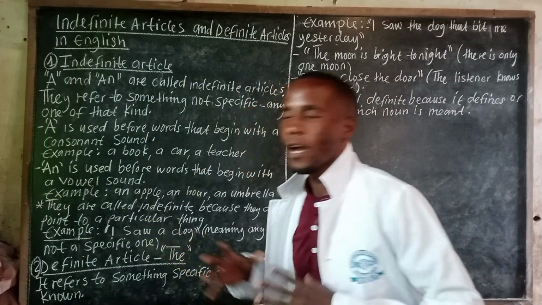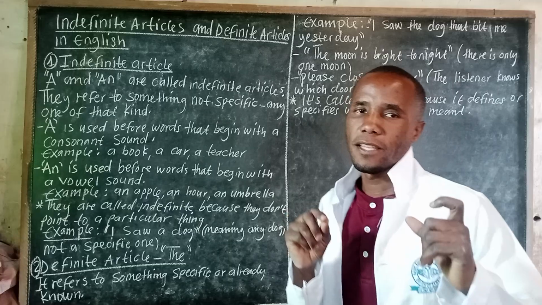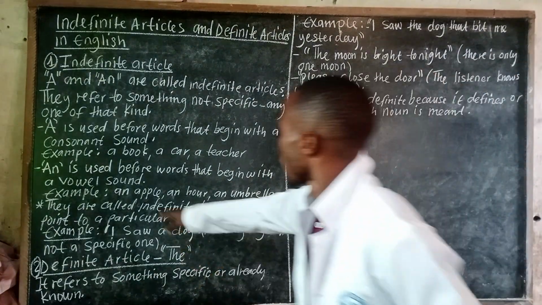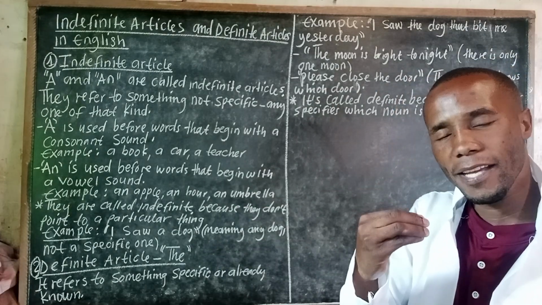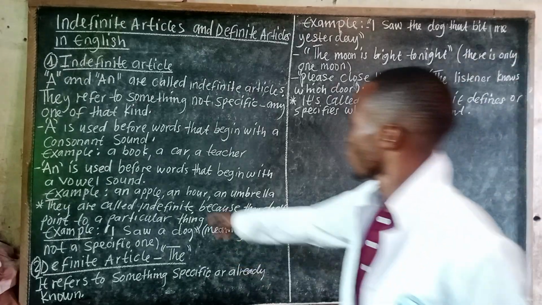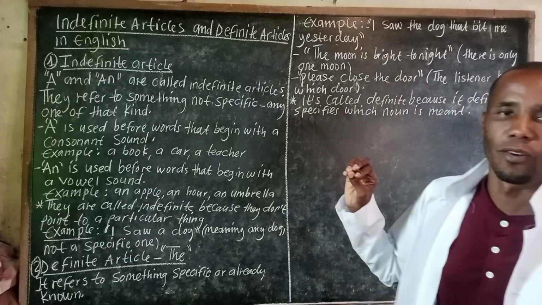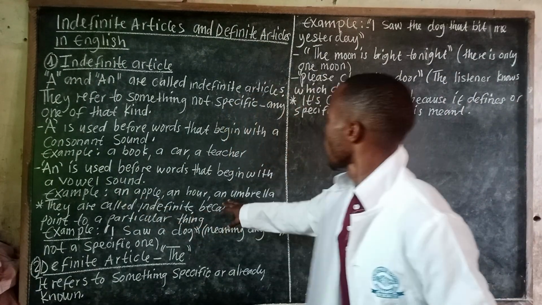For example, we have apple. That is a vowel sound, so you say an apple. Then an hour. So in hour, the h is silent, so it starts with a vowel sound. So you say an hour. Then we have an umbrella. So you can't say a hour or a apple or a umbrella.